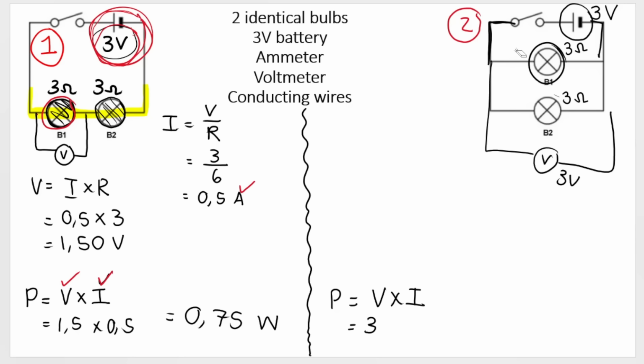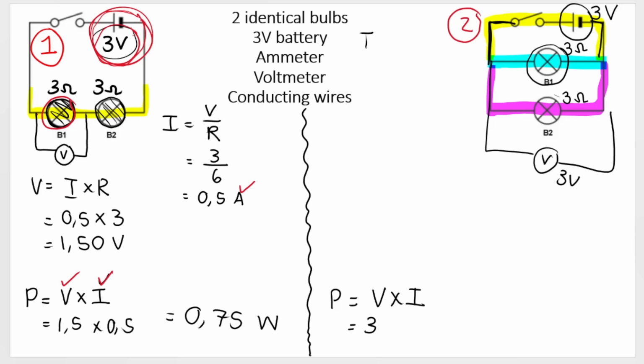However, how do I work out the current? Remember, in a parallel circuit, current splits. So the total current will flow through the main branch of the circuit, and when it gets to a split here, some of the current will go through the top branch and the rest of the current will go through the bottom branch. So in order to work out how much current is going through one of these branches, I first need to work out the total current.